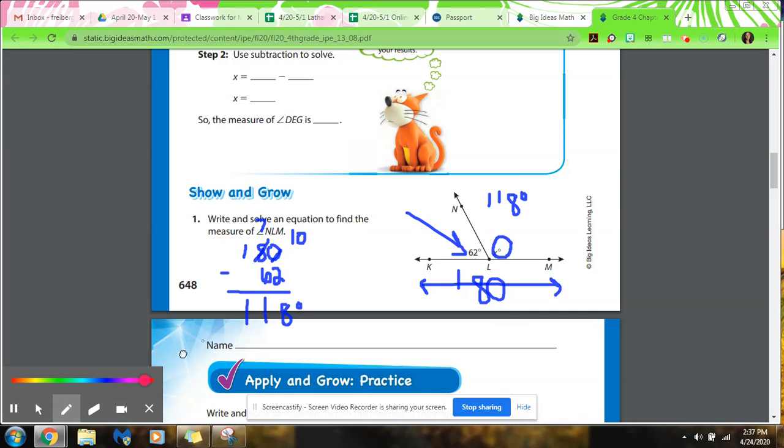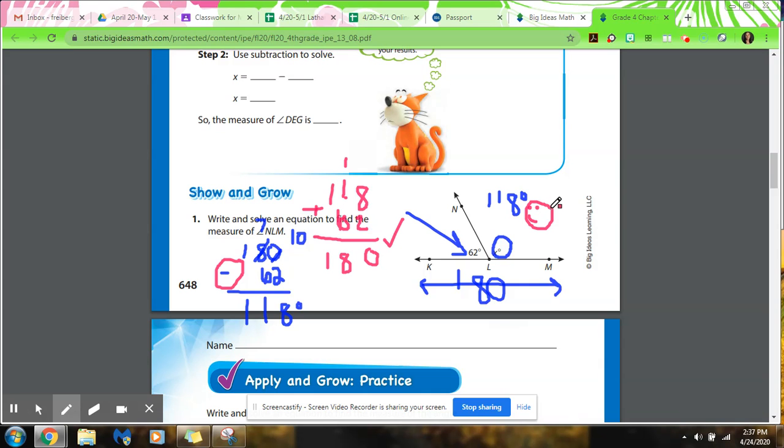Let's double check our work. Remember that the opposite of subtraction is addition. So let's try it out: 118 plus 62. Let's see if we get 180. 8 plus 2 is 10. Regroup the 1. 6 plus 1 is 7. Plus 1 is 8. 1 plus nothing is 1. So correct, we found the missing angle of NLM, which equals 118 degrees. And that is how you use complementary and supplementary angles to find the unknown measure of angles.